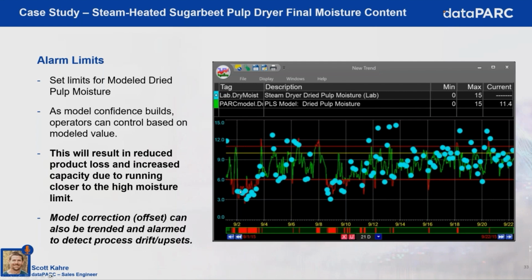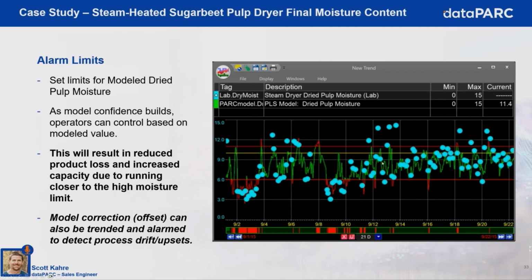So in this trend, you can see early in the time period, we had a couple of episodes where the pulp moisture went below the low limit here, the red line, for significant periods of time. But what happens is after a while, the operators start to gain confidence in the modeled value, this green line, which is in between, showing us what's happening to the pulp moisture in between lab samples.